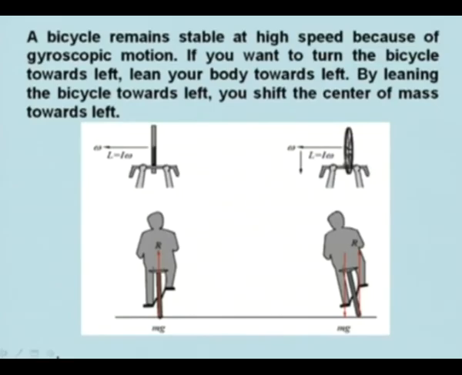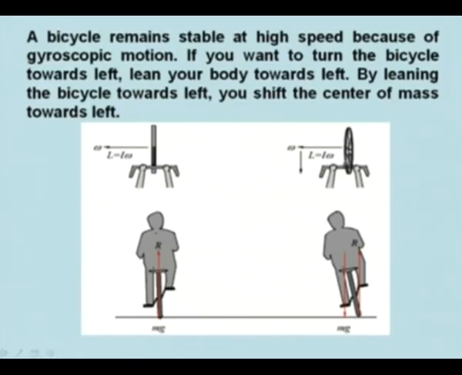Now a bicycle remains stable at high speed because of gyroscopic motion. You cannot balance yourself on a stationary bicycle, that everybody has experienced. But when you start moving, then you don't fall. The gyroscopic effect has a role to play here.